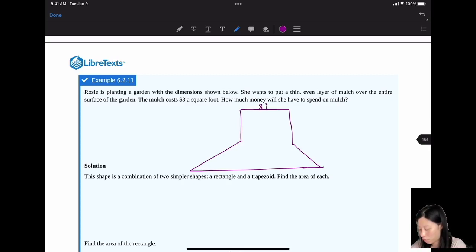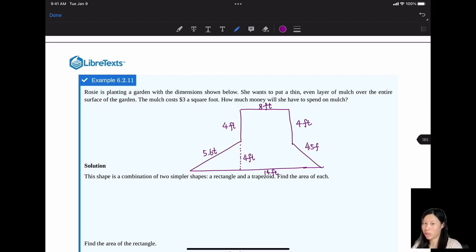So this is 8 feet, 4 feet, 5.6 feet, and here gives the height 4 feet. And the base is 14 feet, and here's 4.5 feet, and here's 4 feet. Okay, again, this is not one of our special polygons that we know the formula for.